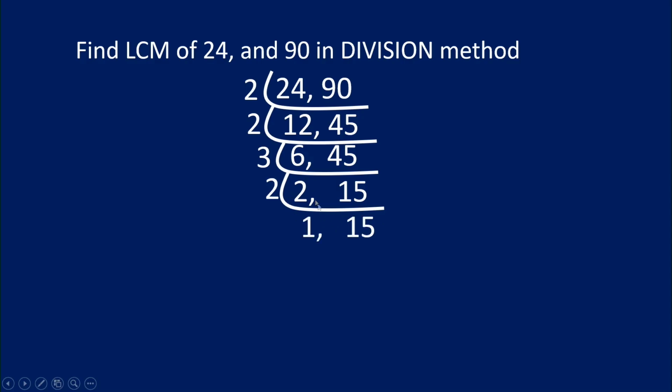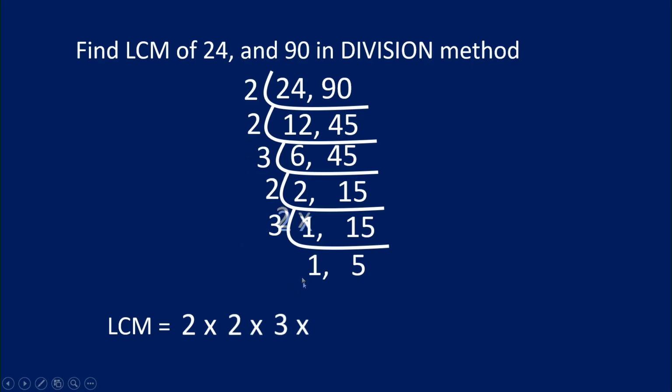2 divides 2, but 15 is not divisible by 2. Hence we should copy 15 as it is. Now 15 should be divided by 3 like this. Hence 3 into 5 is 15. Now write all these prime numbers to get the LCM directly. First prime number is 2, second prime number is 2, third prime number is 3, and next one is 2, and next one is 3, and next one is 5. Hence we will get the answer here, 360.